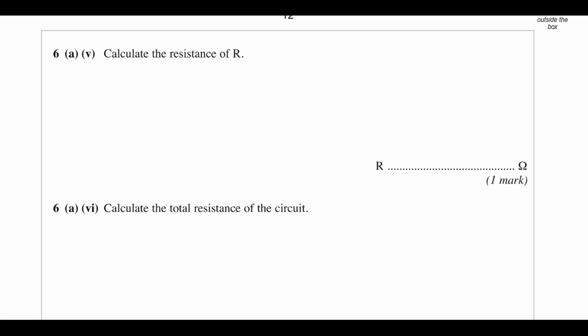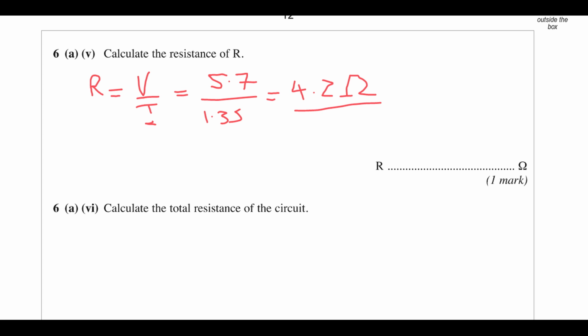There we go. So to get resistance, again using Ohm's law, this comes up a lot. We know the potential difference across is 5.7. We know the current was 1.35 when it was unrounded. So 5.7 divided by that answer gives us 4.2 ohms as the resistance.